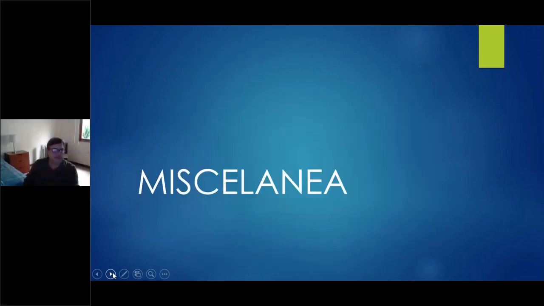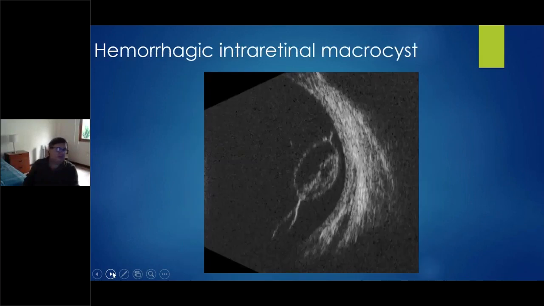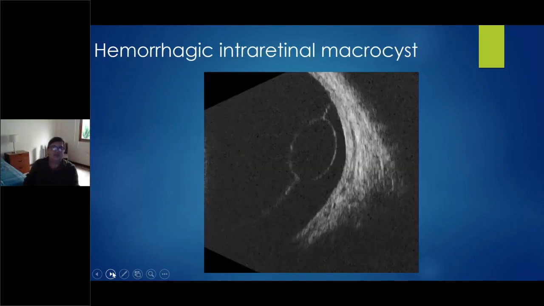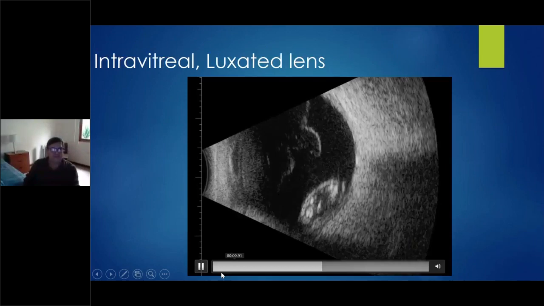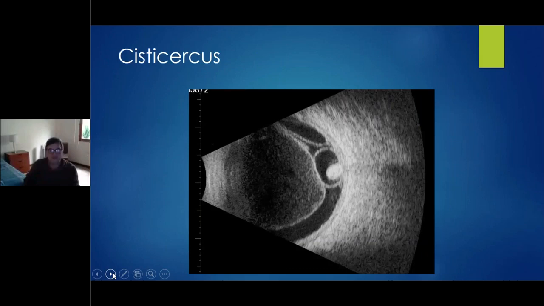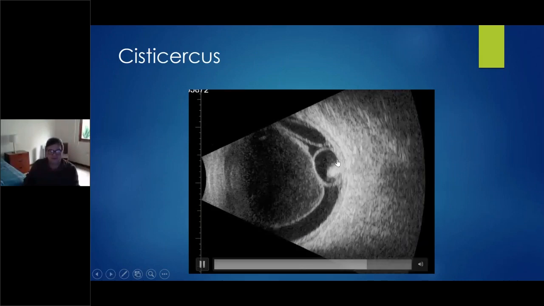And in the very end, choroidal detachment, the kissing choroids, hemorrhagic intraretinal microcyst in an old retinal detachment, and an intravitreal fixated lens, which is also a tumor that moves. And you can see it very easily. And cysticercus, you can also see, we look for cysticercus, look at the movement of the membrane and also the scolex of the parasite.